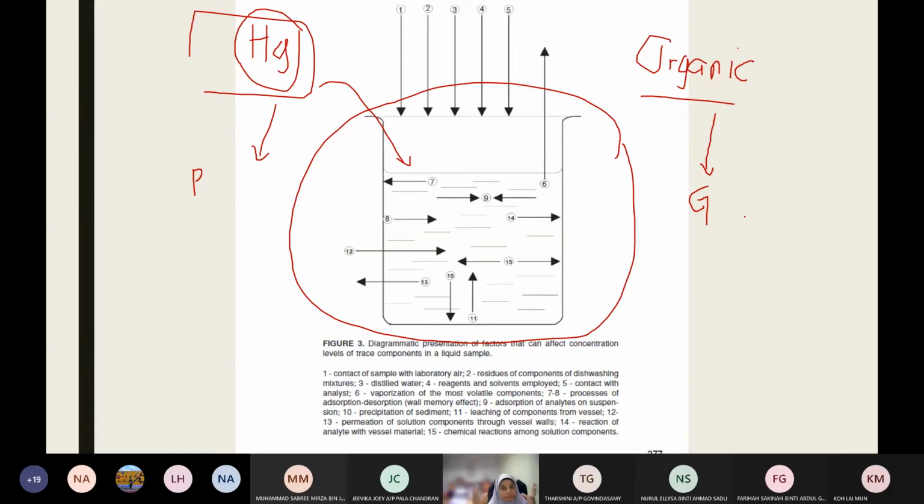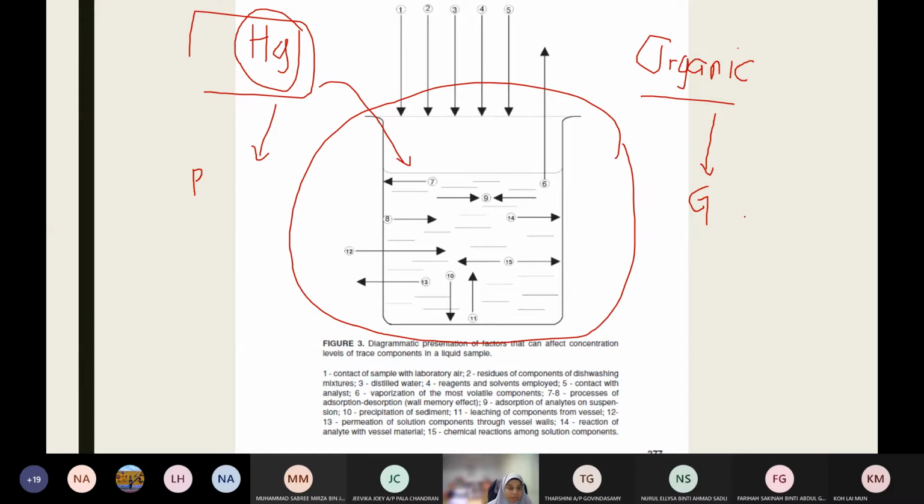Okay, so when we see a person who uses all plastic, we know that this group is a metal analysis group. And another group, you can see that they play around with everything. The apparatus should be glass and they avoid all the plastic. And then you will know that this analytical chemist belongs under organic analysis.